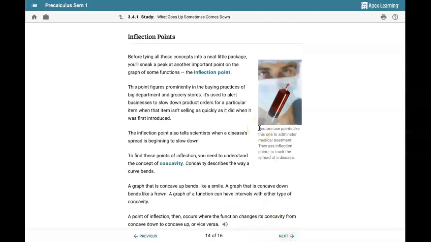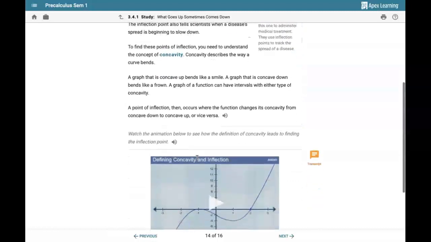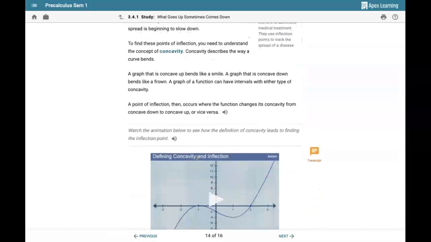Okay, so then moving forward here, we have these things called inflection points. This is where the graph changes from going in one direction to the other. And to find these points of inflection, you need to understand this concept of concavity. I know I've definitely talked to you about this before, but this is talking about how the graph or the curves bend.